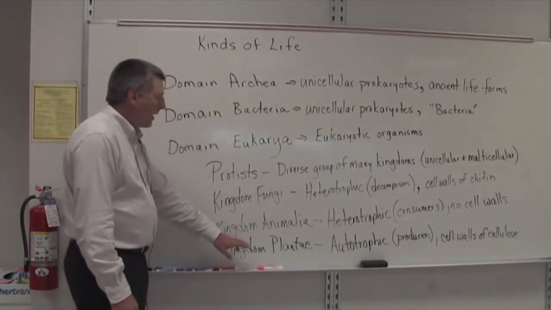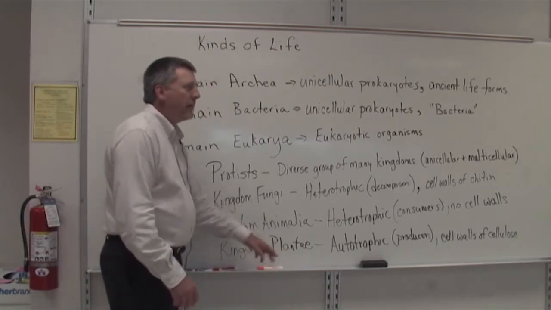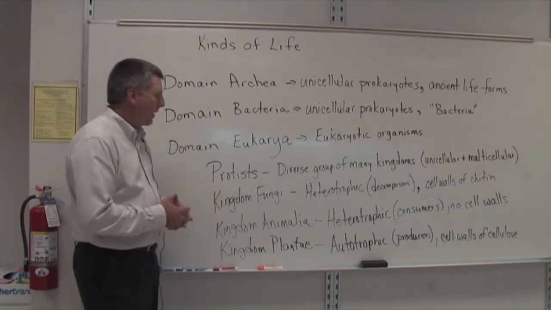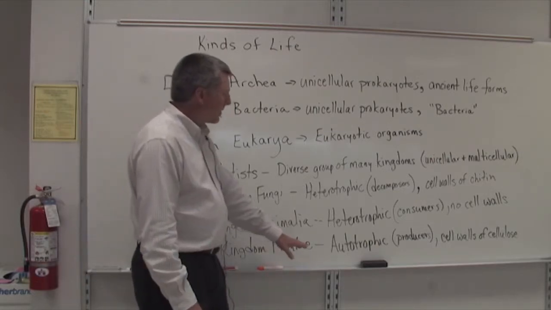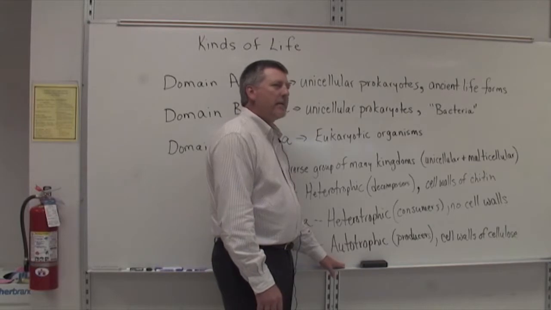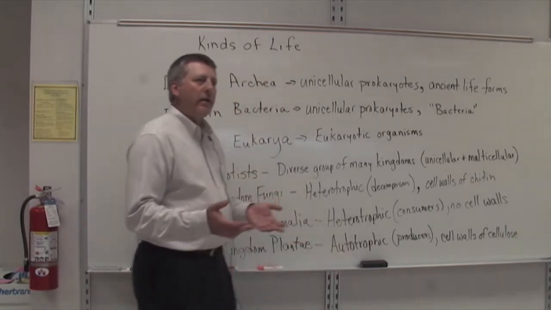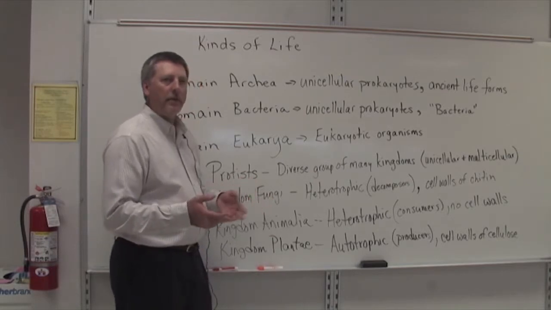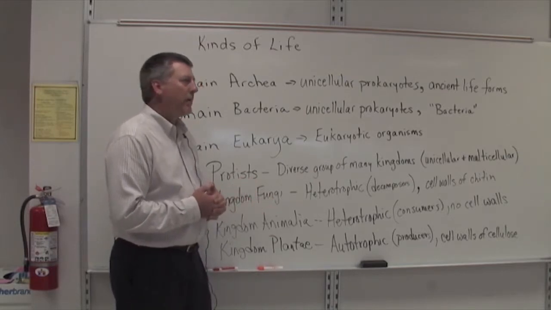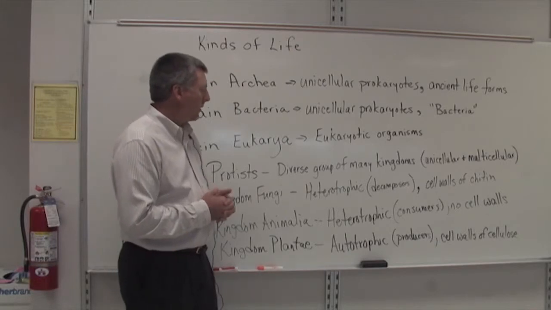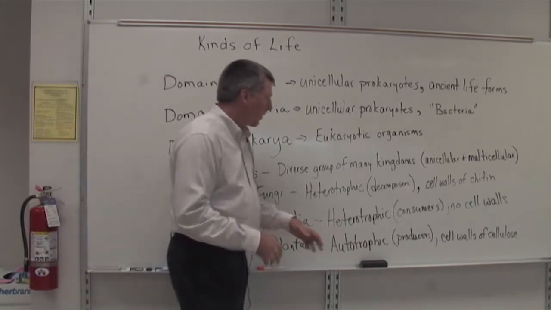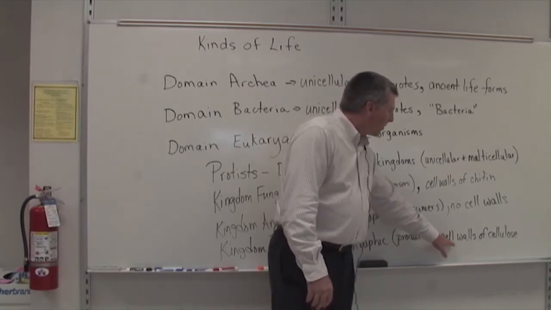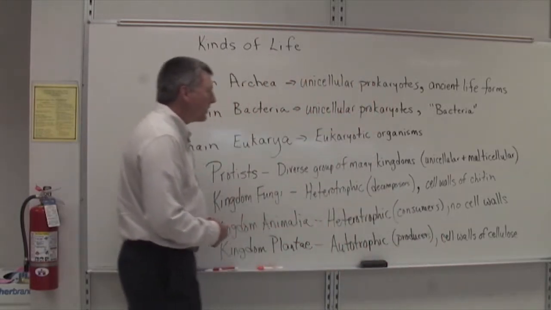The kingdom Plantae, of course, includes the plants. And you are familiar with plants; trees, grass, etc., are plants. And these organisms are autotrophic. That means that they can use an energy source to make their own organic food. And of course, plants use sunlight and carbon dioxide to make their own organic food source. And plants have cell walls made of a substance called cellulose.